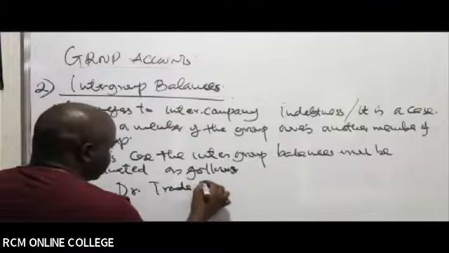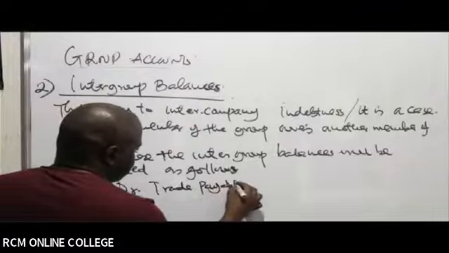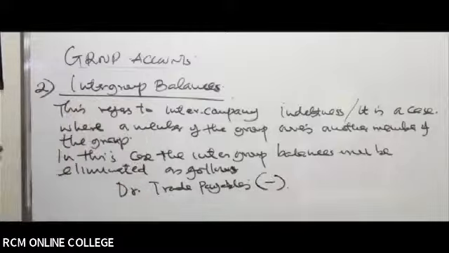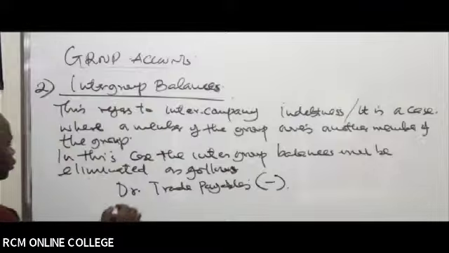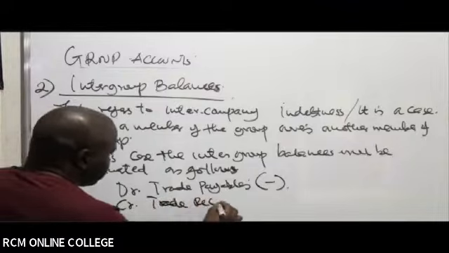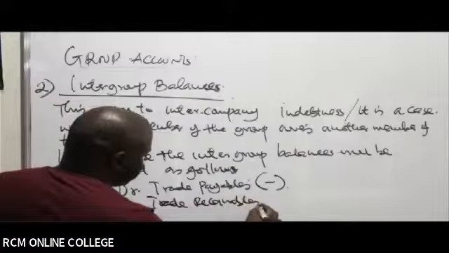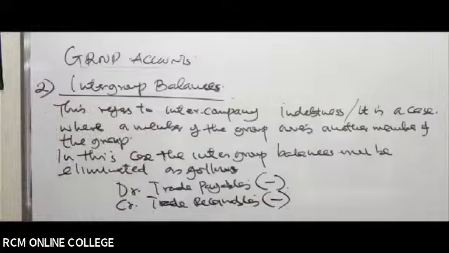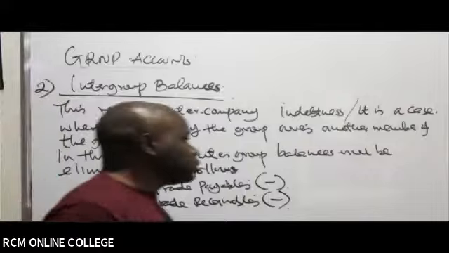So you debit the trade payables. This means you are deducting. When you debit a liability account, it means you are reducing it. And then you credit the trade receivables. In this case, you deduct. So you will end up deducting.